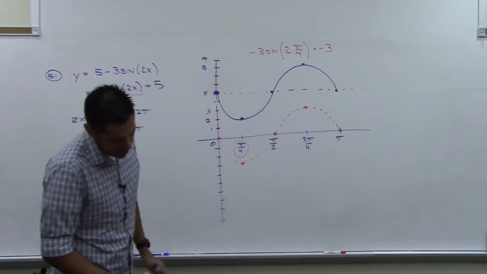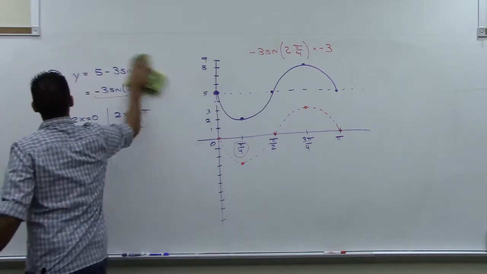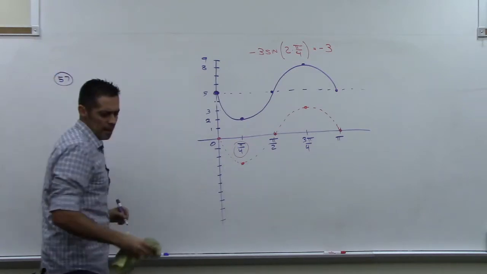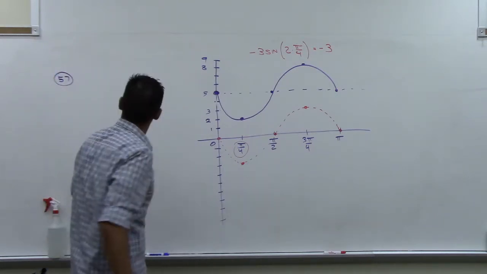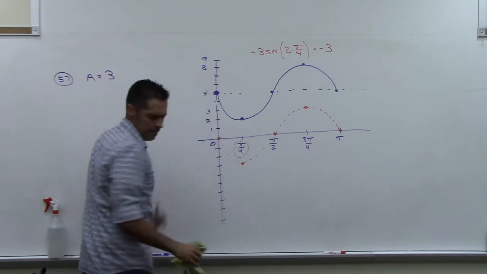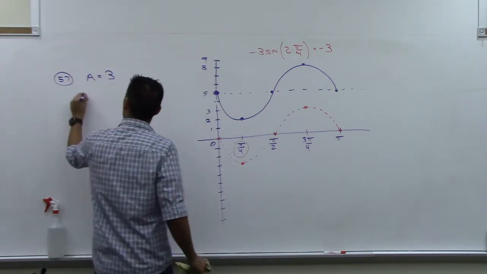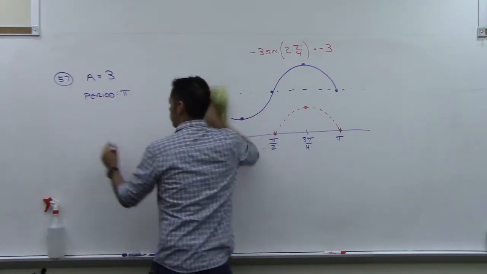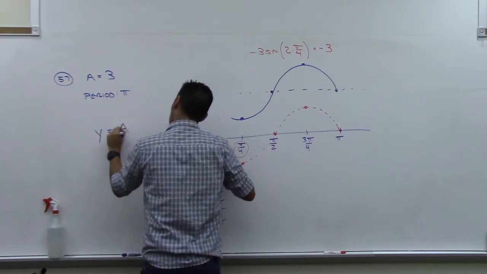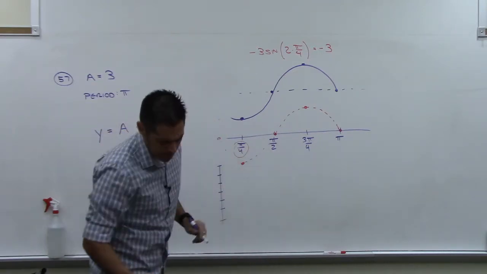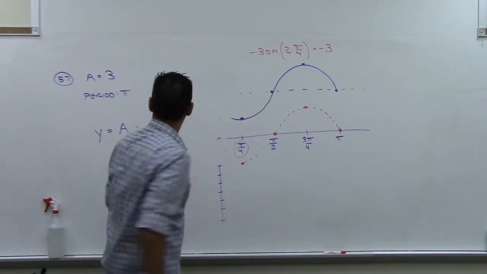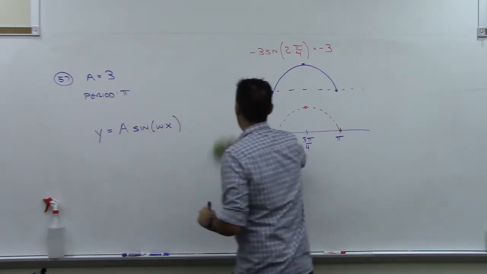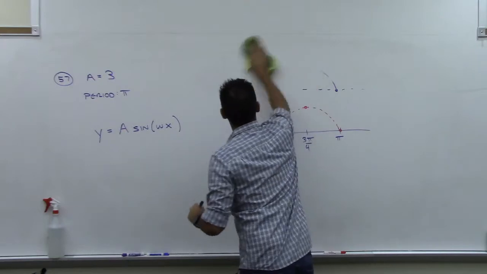All right, number 57 is different. Number 57, they say, hey, look, you've got an amplitude of 3, and you've got a period of pi. So give us the equation. So remember, y equals amplitude, and they want, right, the sine function. Okay, so they want sine of omega x. They want us to come up with an equation. They give us the period, and they give us the amplitude.